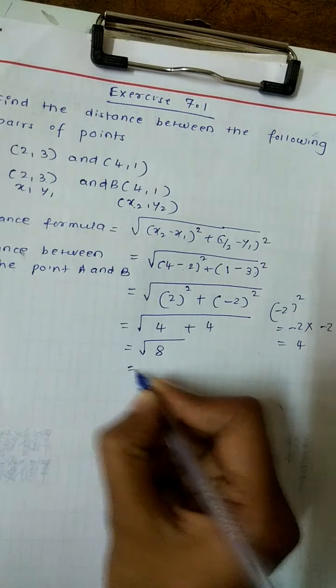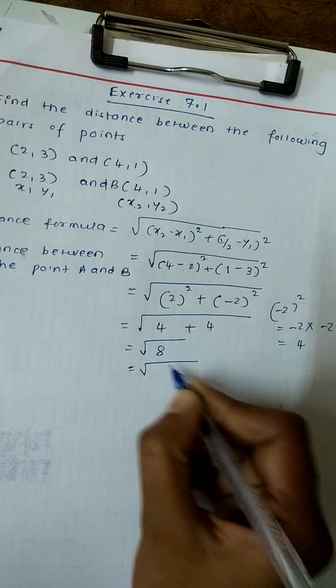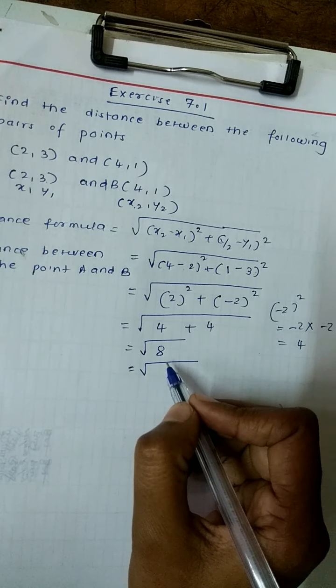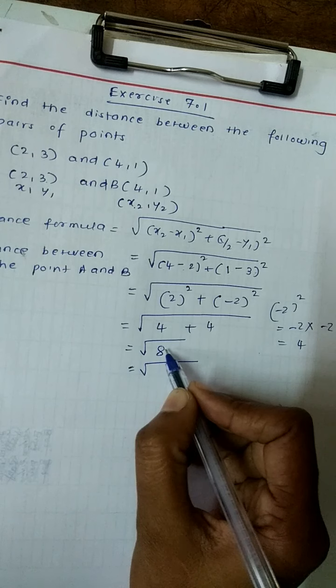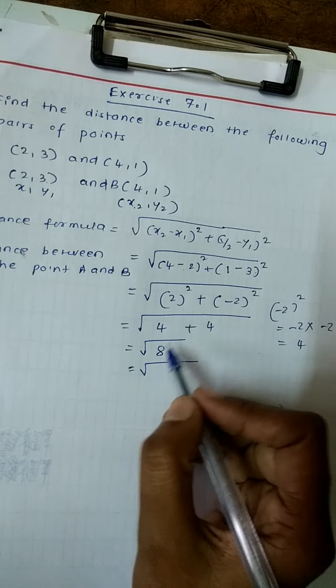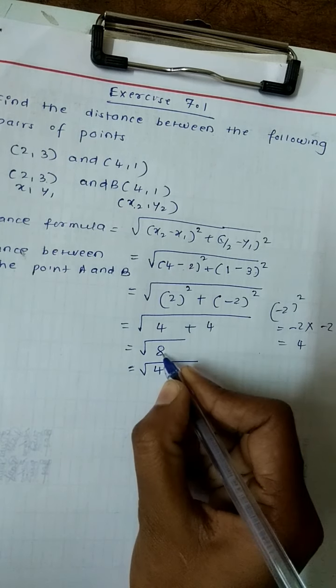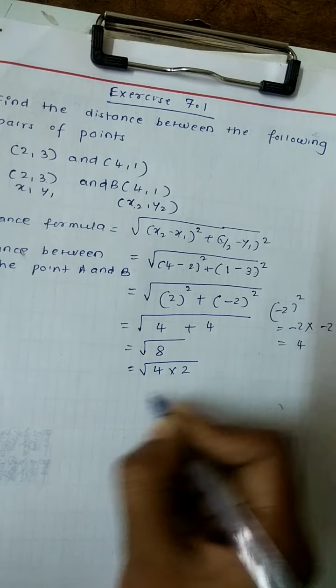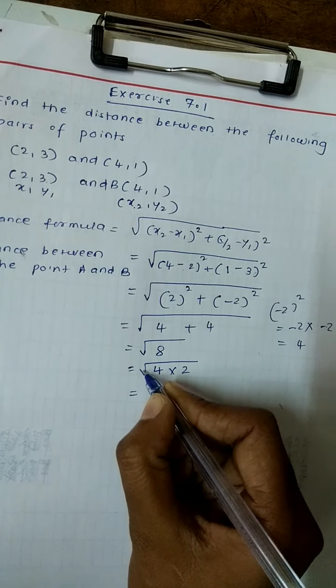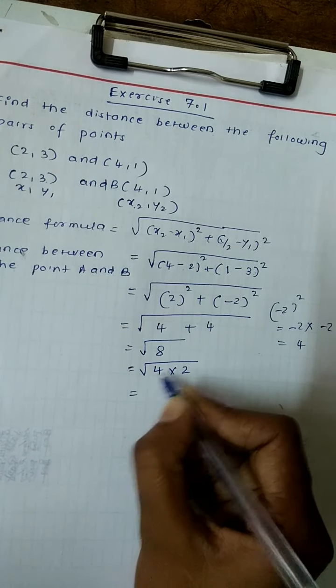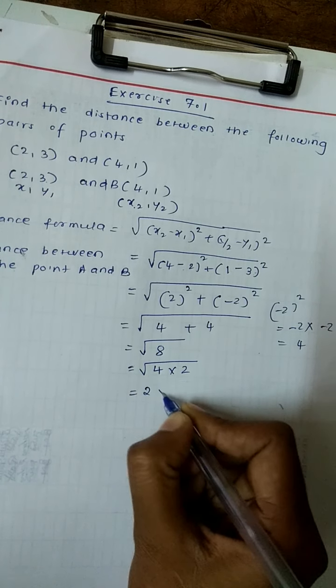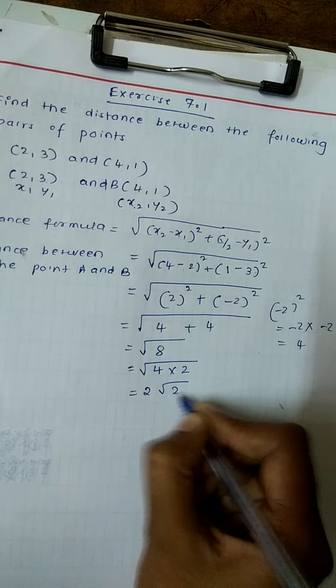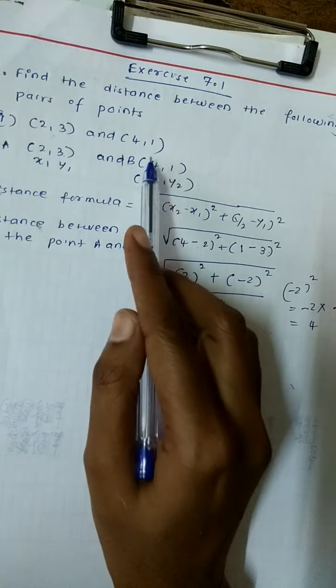So we have to write 8 in a form with two factors where one factor is a perfect square. We can write 8 as 4 twos are 8. So here you can take separate roots. Root 4 is 2 and the remaining is root 2. So this is the distance between the given points (2, 3) and (4, 1): 2 root 2.